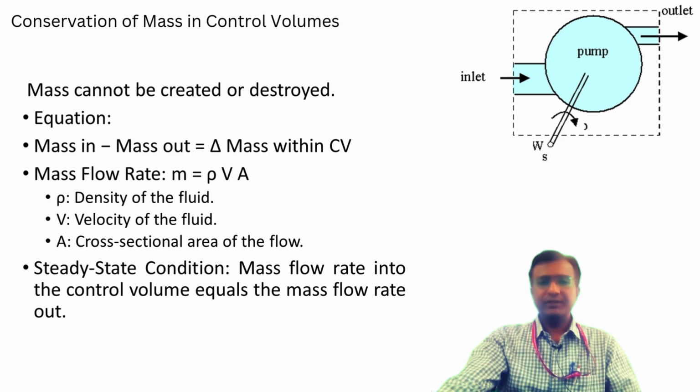The mass flow rate into the control volume is given by the density of the fluid multiplied by the velocity of the fluid multiplied by the cross-sectional area of this conduit, or the area of the flow. Now, in case of the steady state condition, the mass flow rate into the control volume equals the mass flow rate outside the control volume. This means there is no accumulation or depletion of mass within the control volume over the time.